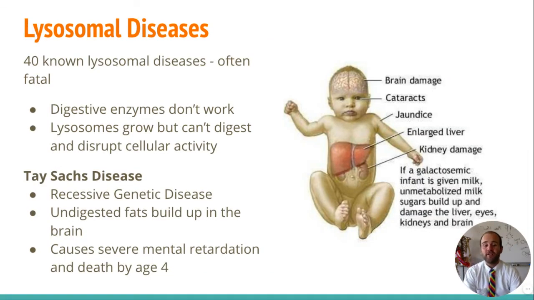Lysosomes are also very involved in diseases. In fact, there's 40 known lysosomal diseases that are often fatal. And you can imagine what would happen if your digestive enzymes stopped working, if your lysosomes grow but can't digest and disrupt those cellular activities. One such example is Tay-Sachs disease, a genetic disease where because they're not working, undigested fats build up in the brain, and that causes severe developmental issues and typically death by age 4. So it's very sad, but tied to a single organelle not working.